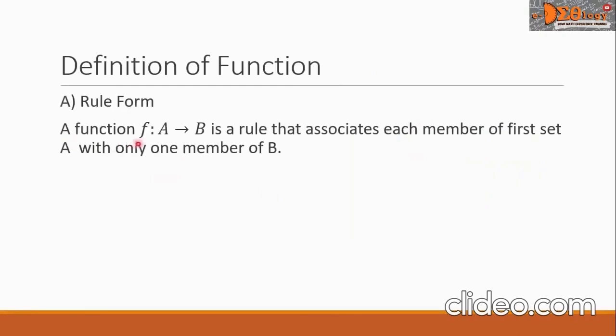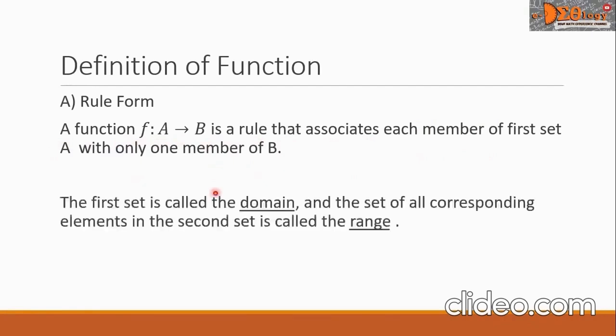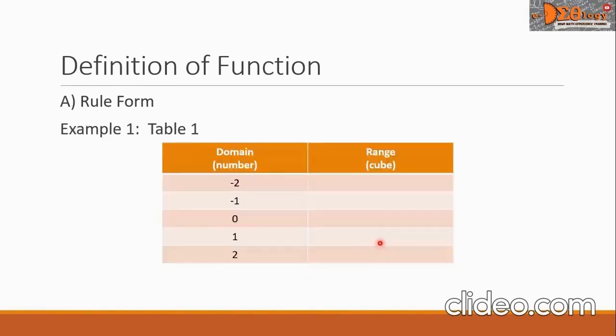A function f from A to B is a rule that associates each member of the first set A with only one member of B. The first set is called the domain, and the set of all corresponding elements in the second set is called the range. Let us have an example.